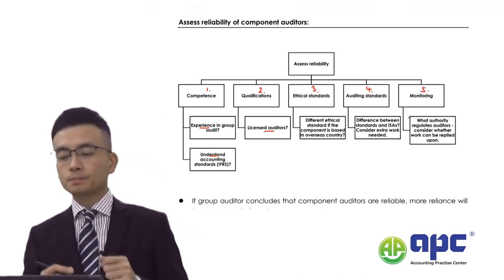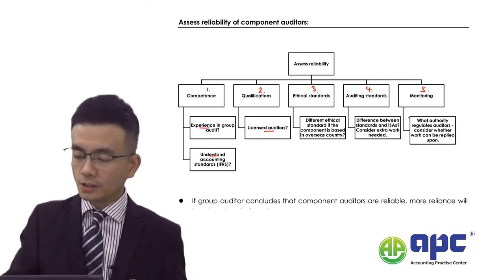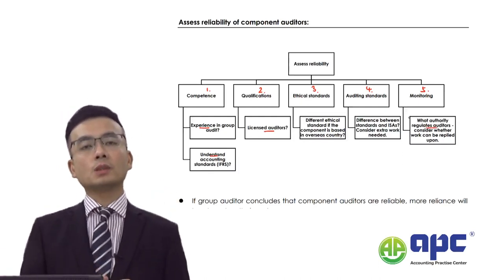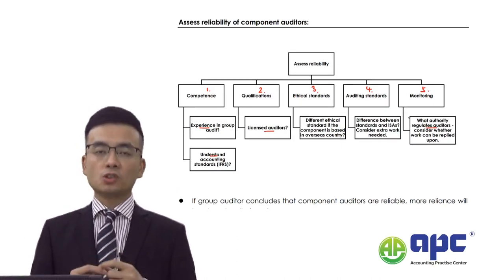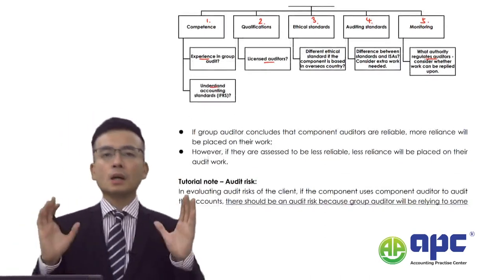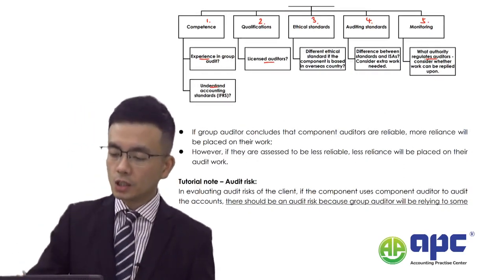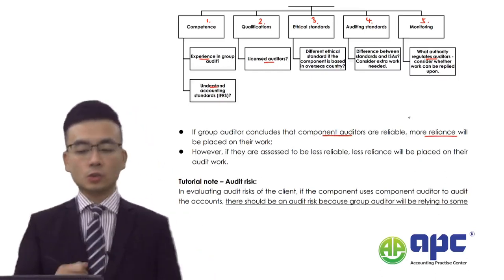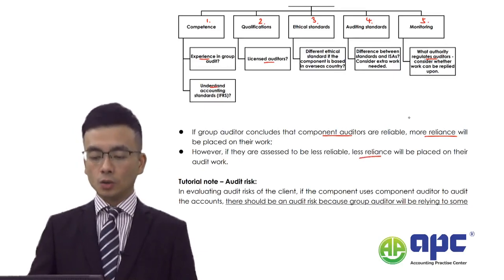And finally, you need to know what authority regulates the auditor and how the auditor can be confirmed that they are objective in some way. So monitoring is particularly important here. Now, standing from the group auditor's point of view, if I were to conclude that component auditors are reliable and therefore we can place more reliance on their work, if this is not the case, less reliance will be placed on their work.